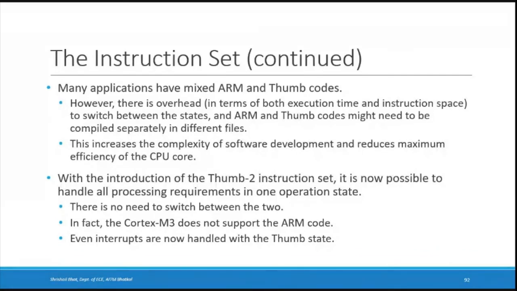So with the introduction of this thumb 2 instruction set, it is now possible to handle all the processing requirements in one state, that is thumb 2. In this case, there is no need to switch between ARM state and thumb state. So Cortex M3 actually does not support ARM state, operating all in thumb 2 state. Even interrupts are now handled in the thumb state, that is in the thumb 2 state.